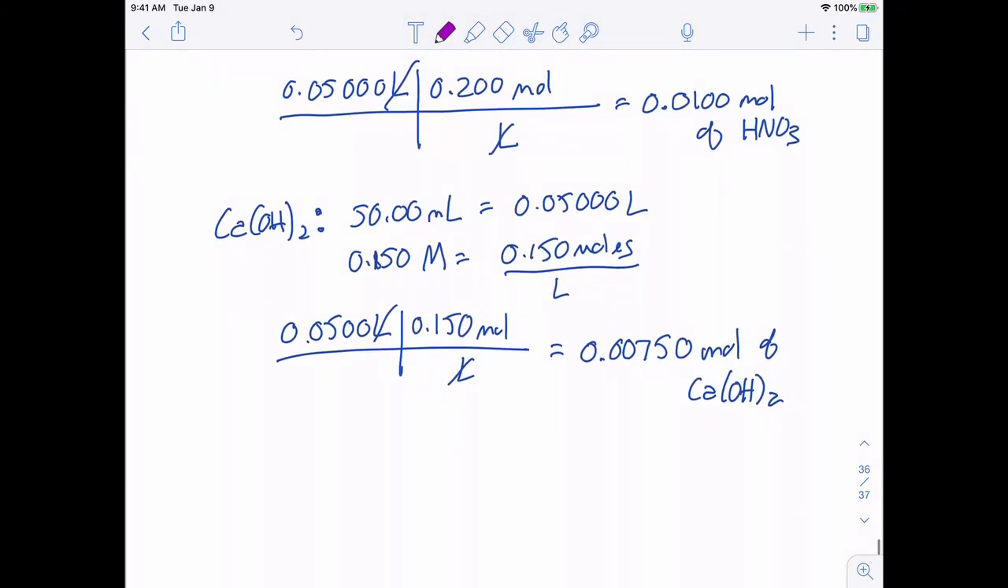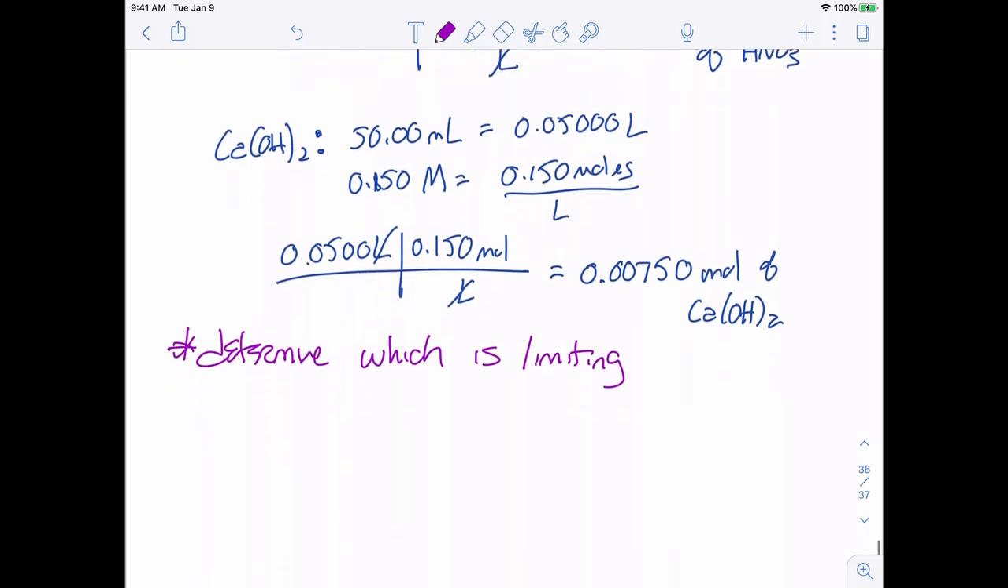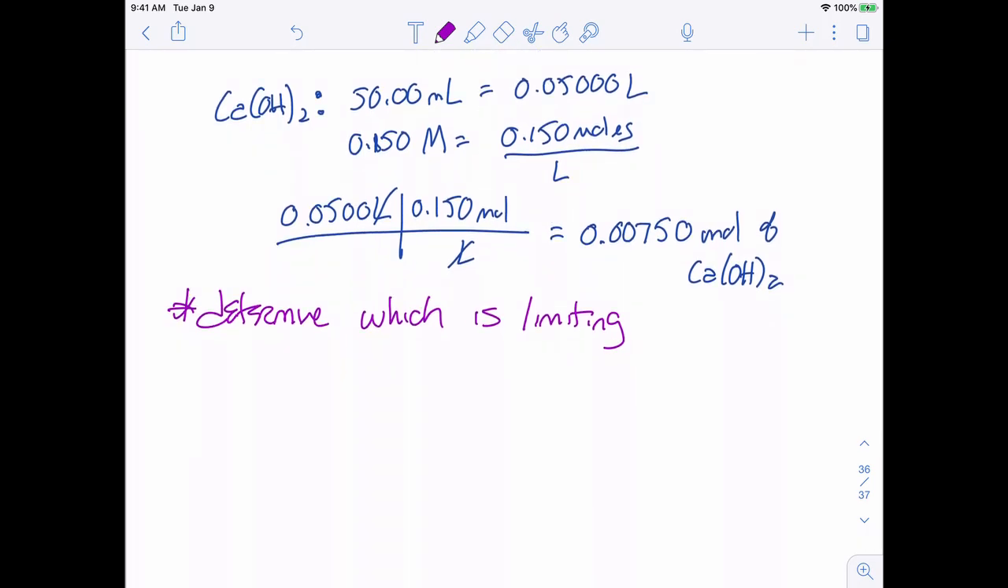Our next step, we're going to determine which is limiting, and I'm going to do it the way that I did in the previous video where I set up mole ratios. If you wanted to do the whole entire problem, like all the stoichiometry through twice, each time, one using nitric acid and the other time using calcium hydroxide, and then whatever the smaller of your two answers is, that's also fine. You don't have to do it my way. So if you like the other method better, go for it. I'm going to do it this way.